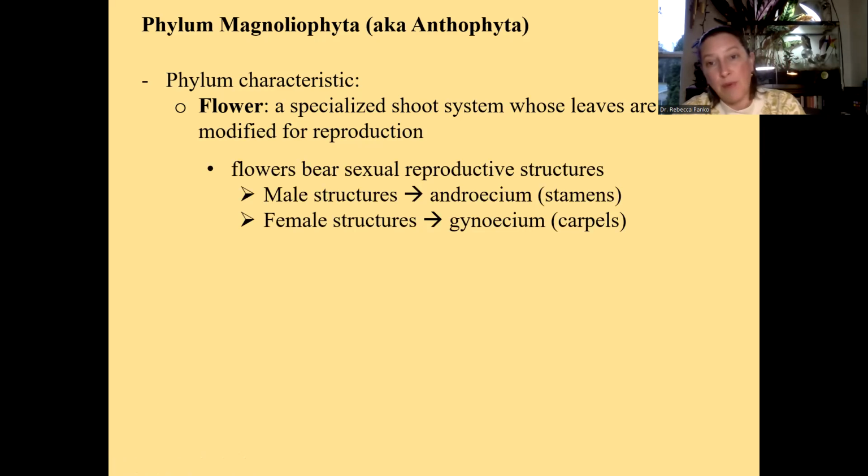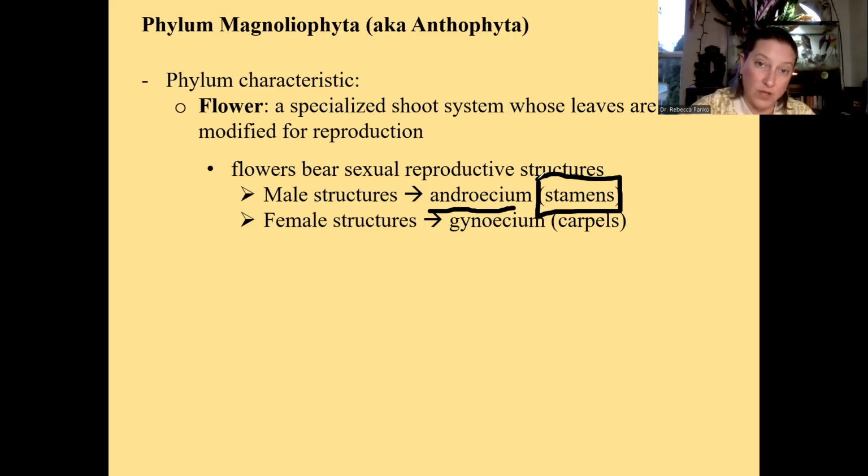So flowers bear sexual reproductive structures, and the male structures, there's some scary words here, but I'm totally fine if you use the not so scary words, but just so you see the words, because you'll see them in other materials like your book. There's male structures and there's female structures. Male structures are called androecium, but the easier term is stamens. I'm totally fine with stamens. Female structures are called gynoecium, and the less scary word is carpels. So male structures, stamens, female structures, carpels is totally fine.